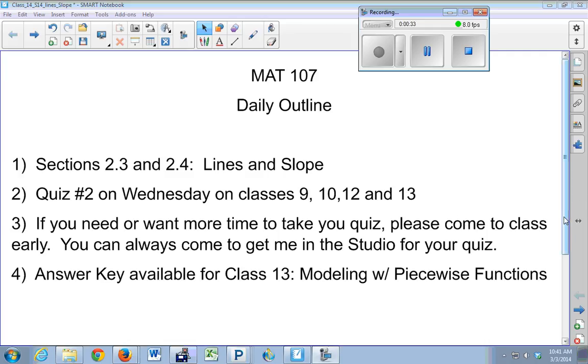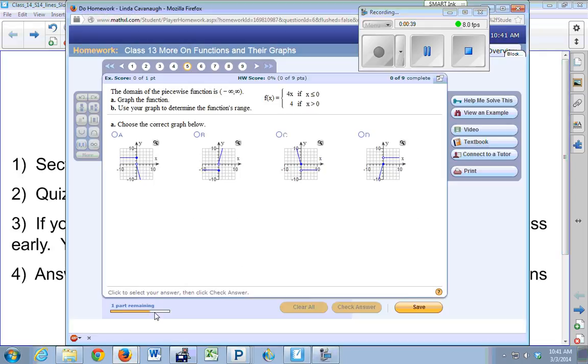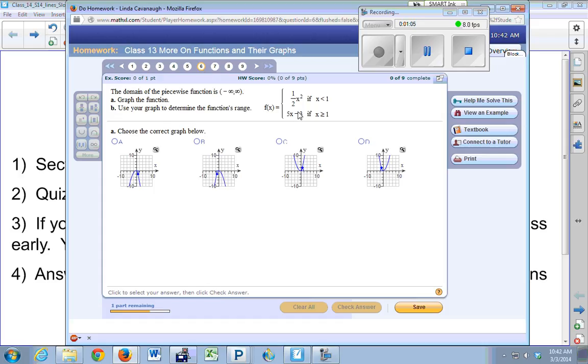I want to remind you that your homework on modeling piecewise functions was a little enabling, in the sense that you didn't actually have to graph these functions. They had the graphs for you and you just had to pick the right one. So I would make sure before Wednesday's quiz that if you have a piecewise function like this, you could graph it on your own. Look at a couple of the homeworks that you had and make sure that you could graph these on your own. Or make sure you do these 4 problems from your class 13.